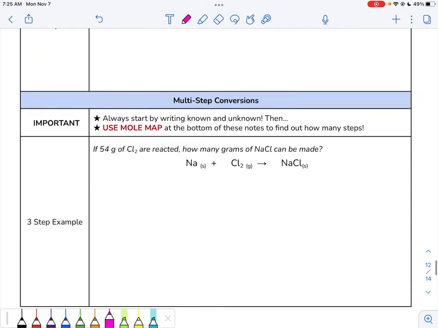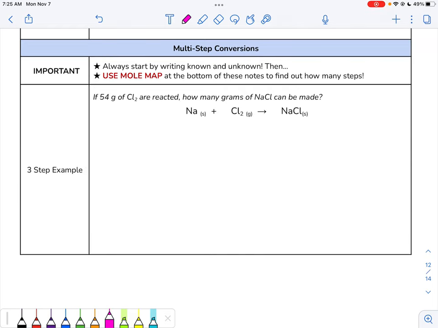So now that we've completed some one-step conversions, we can try multi-step conversions. Multi-step means multiple arrows on our mole map, which means we need multiple conversion factors in our dimensional analysis. Important for multi-step conversions, always start by writing your known and unknown. Always start by writing your question, essentially. Then use the mole map to find out how many steps you're gonna need. It says at the bottom of these notes, I actually switched around the order a little bit, so the mole map is up a little bit higher.